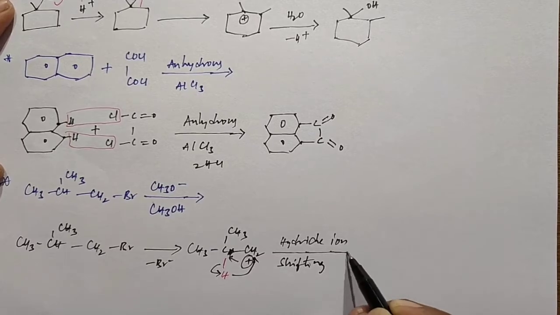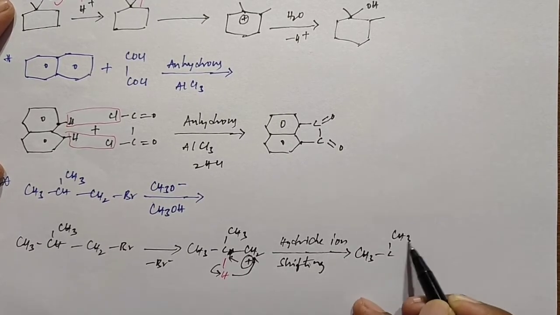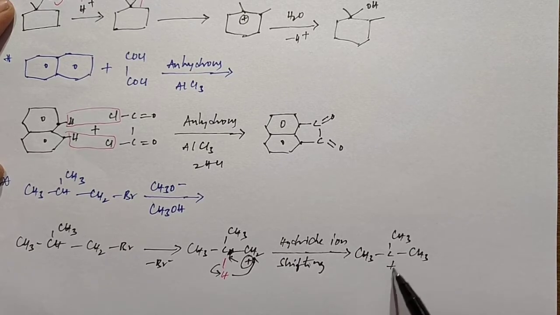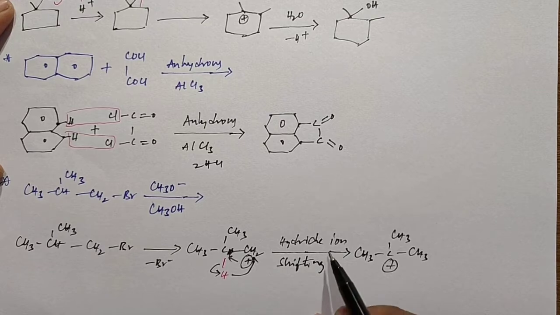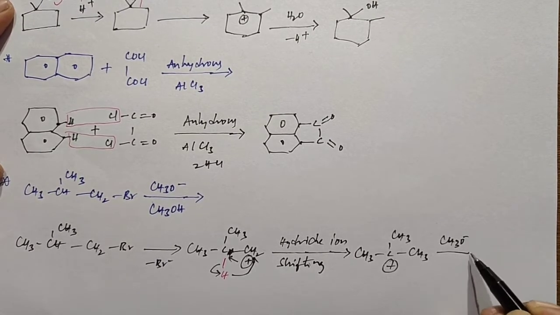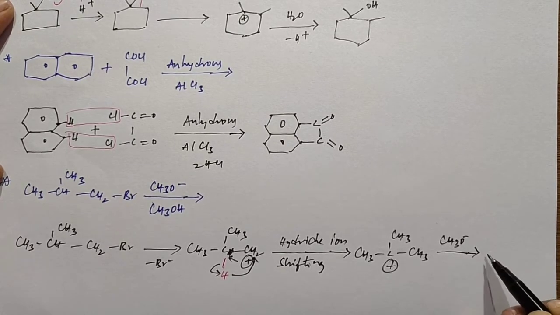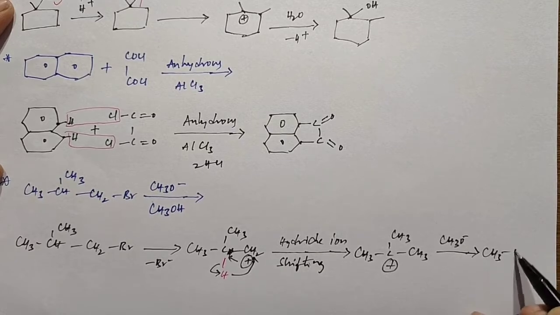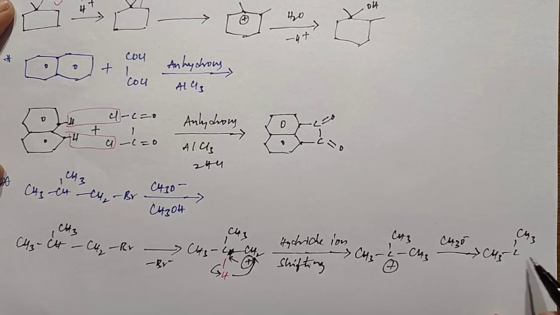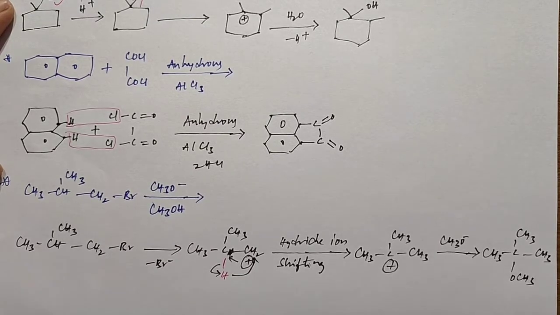Then we get the product like this. This is the tertiary carbocation. So the primary carbocation can be changed into a tertiary carbocation by the shifting of a hydride ion. After that it reacts with the methoxide ion. At that time the methoxide ion can be attached here. So we get this, which is the final product.